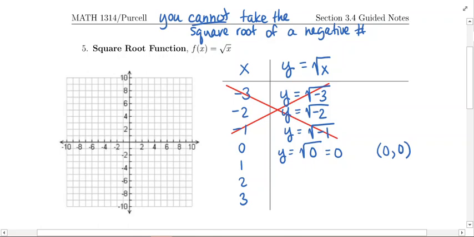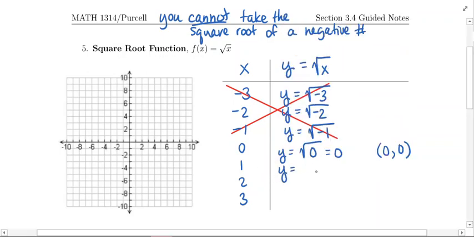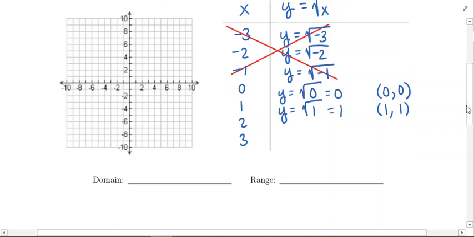Okay, now let's keep going. 0 worked out for us. So now if I look at x equals 1, that means the corresponding output is going to be the square root of 1. The square root of 1 is 1. So if x is 1, y is 1. All right, so that worked out. We could plug in x equals 1. Now let's move on to x equals 2.